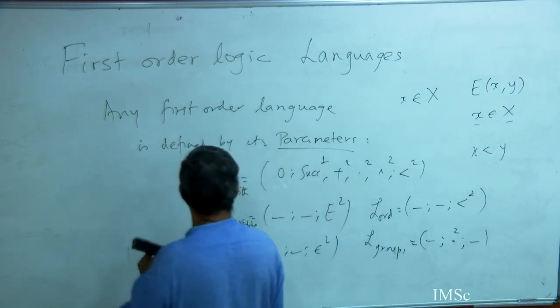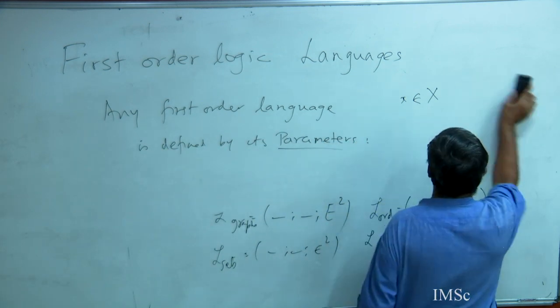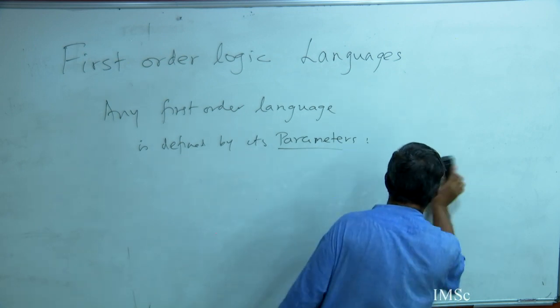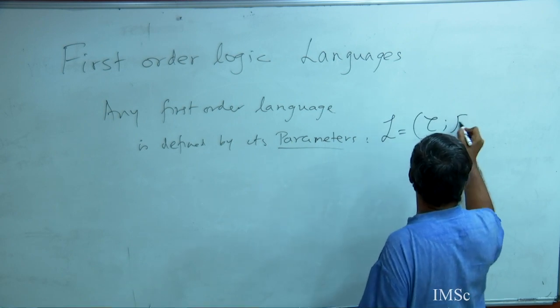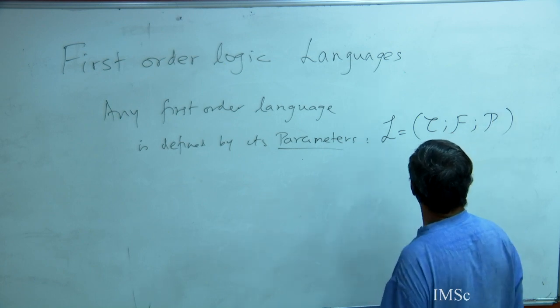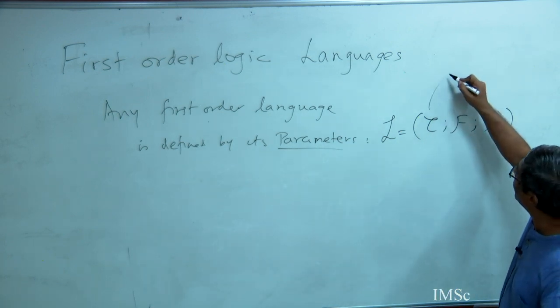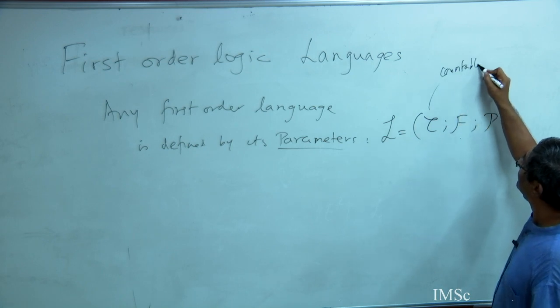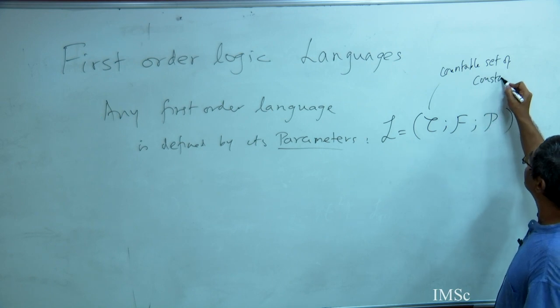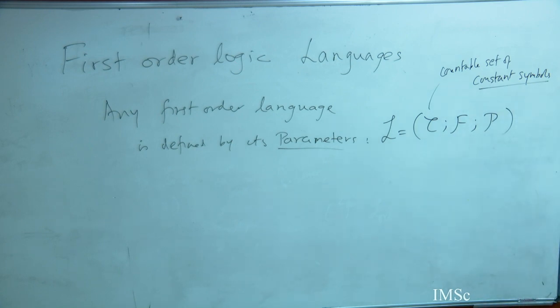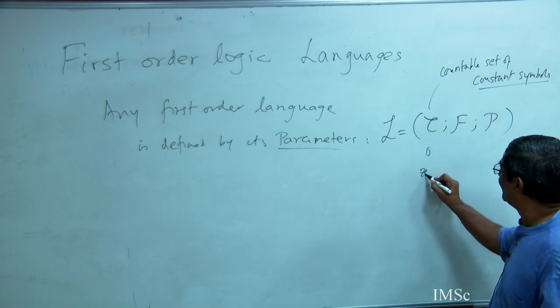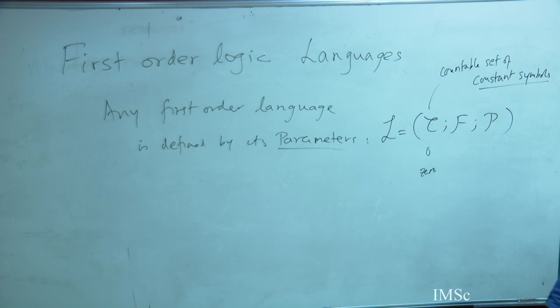So, a first order language is defined by, what's the general way of saying all this? The parameters are written as, so this is how we are going to write from now on, L will have three things: C, F, P. C stands for a countable set of constant symbols. Symbols denoting constants. They are not constants, but they are symbols denoting constants. Is this clear? Because I can write 0 for that symbol, or I could write something else. Who cares? It's just something in the language.